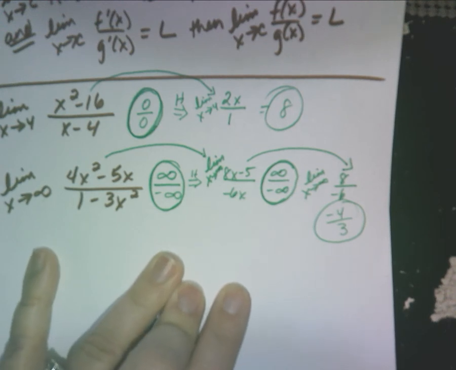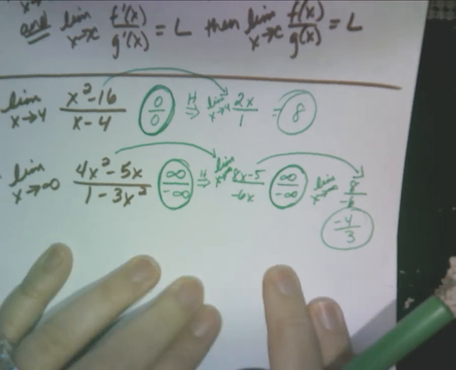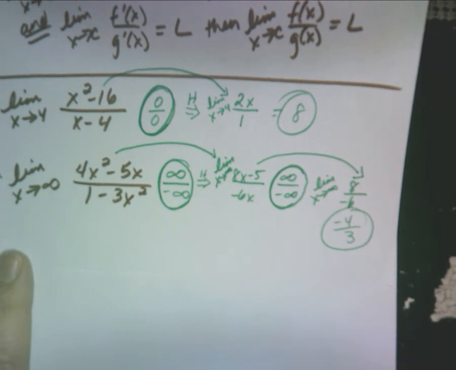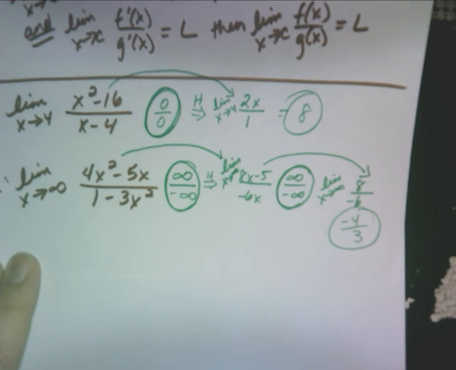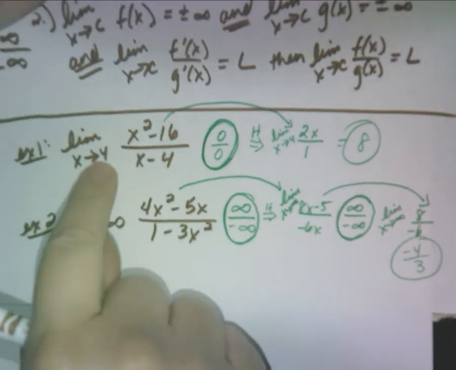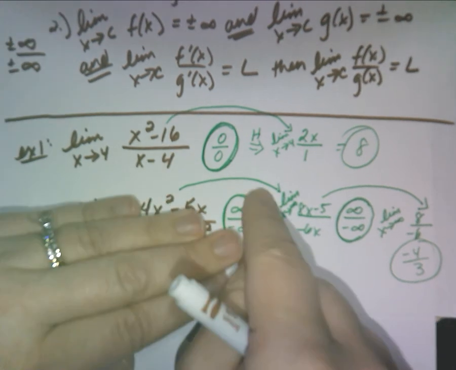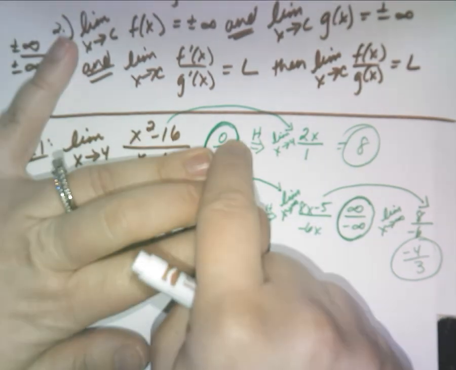Jack? What's the prerequisite for L'Hopital? Yes. What does it mean if the limit at c equals 0? The limit at 4. When you plug in 4 on just the top, does that equal 0? Okay.